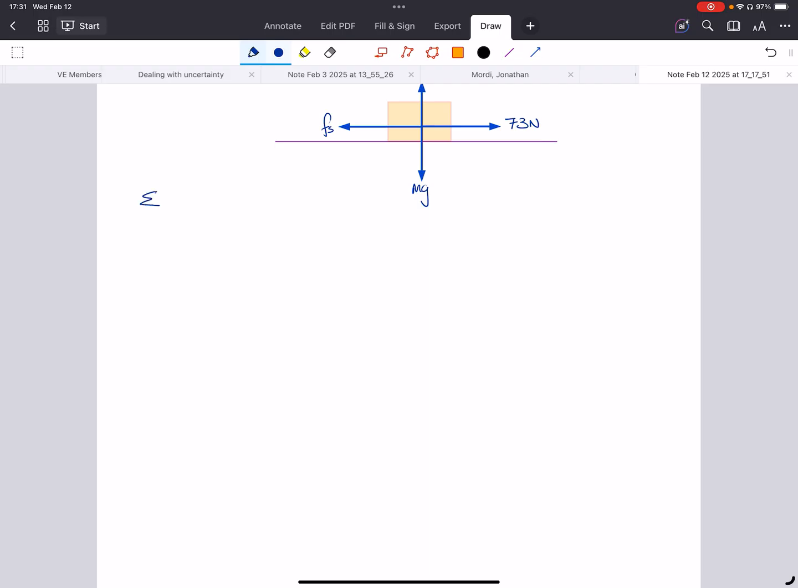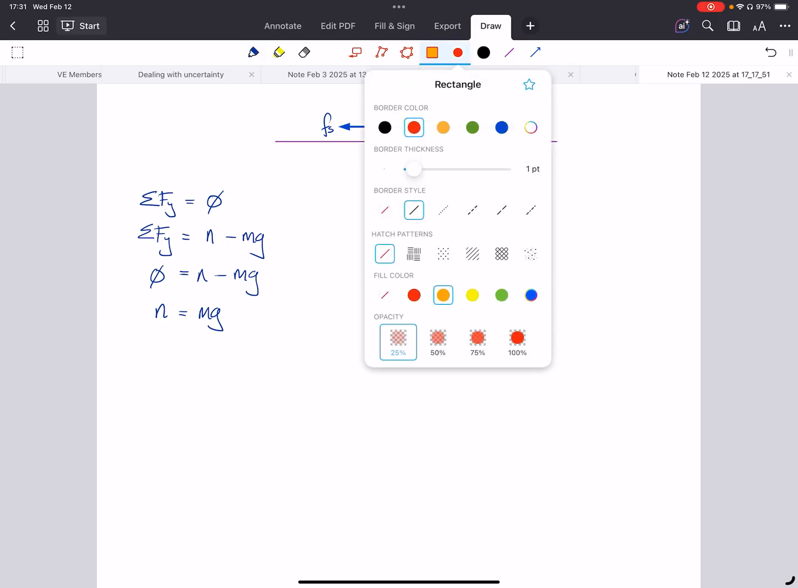So if we look at our forces in Y, there is no acceleration, so the net force must equal 0. We then add up our vertical forces. We have a positive N and a negative mg. We put those two lines together to give us 0 equals N minus mg, telling us that N must be equal to mg, which you might well have intuited already.